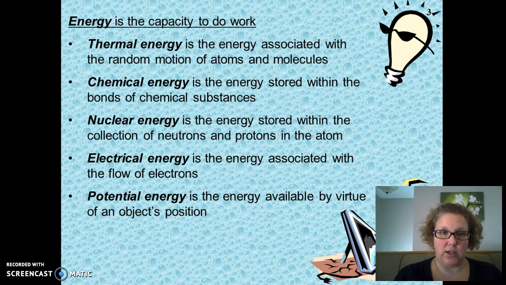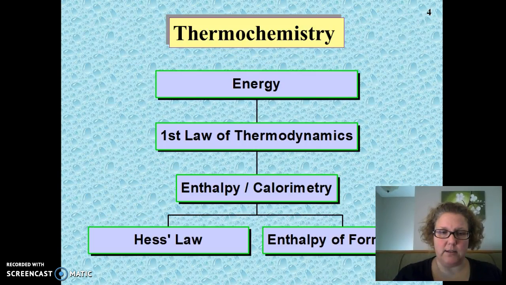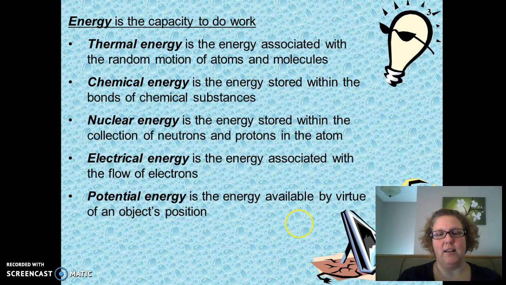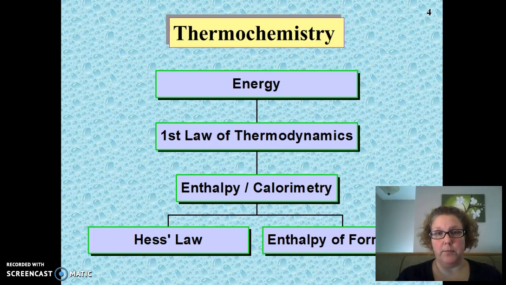And then there's potential energy. Chemical energy is really a form of potential energy. It's the energy available by virtue of an object's position or stored in the chemical bonds. The thing about all these is that they can be converted to one another. Nuclear energy is converted to thermal energy, which is converted to electrical energy, and that's how nuclear power plants produce electricity. All these can be converted. Remember, energy cannot be created or destroyed. It can only change forms.